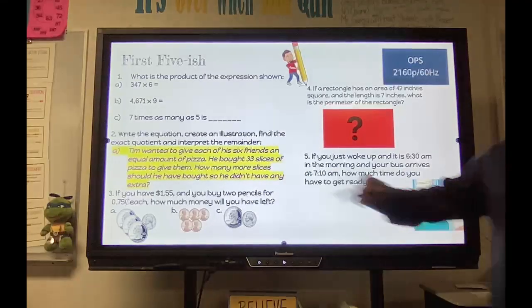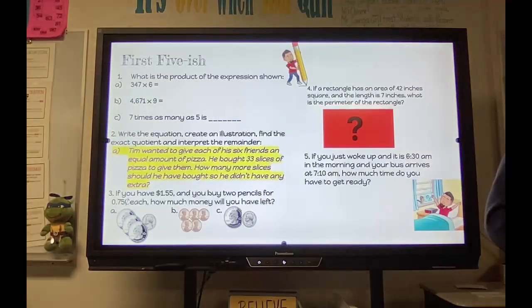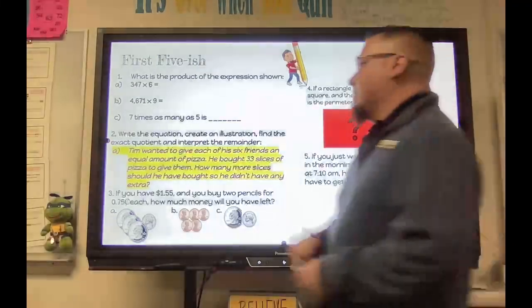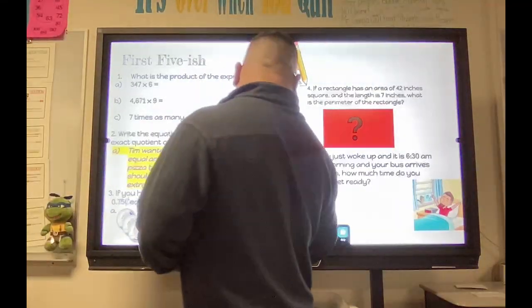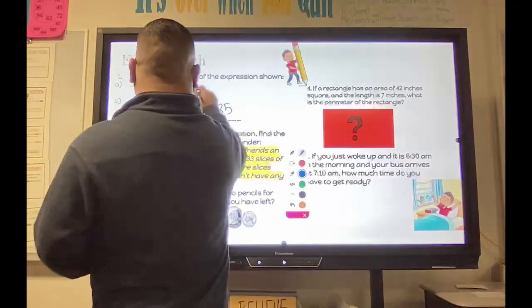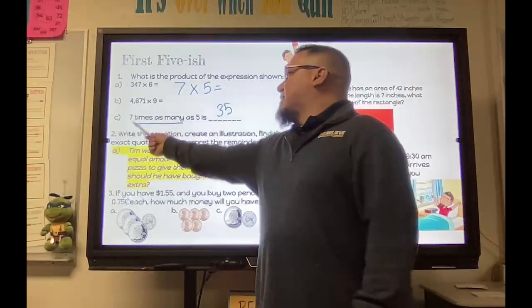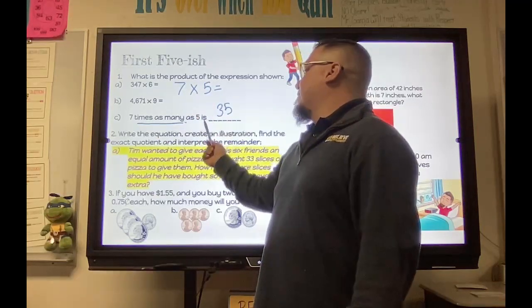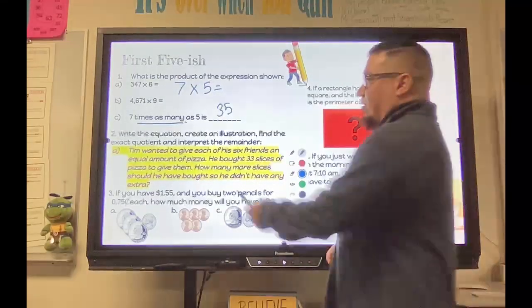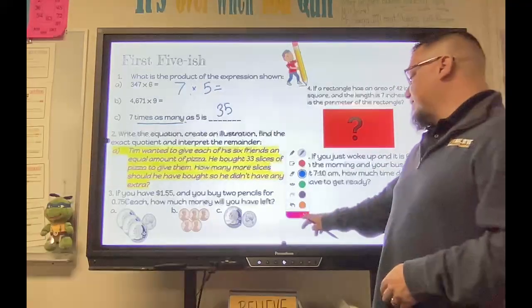Write the equation, create an illustration, find the exact quotient, and interpret the remainder. Okay, that's what we've been working on. What about C? John Carlos is correct. 7 times as many as 5 is 35. So this can be read as 7 times as many as 5 is 35. When you read those, that is just a multiplication problem in words. Remember, times as many as is the multiplication symbol. So our answer was 35.